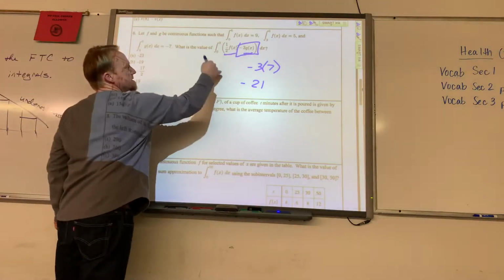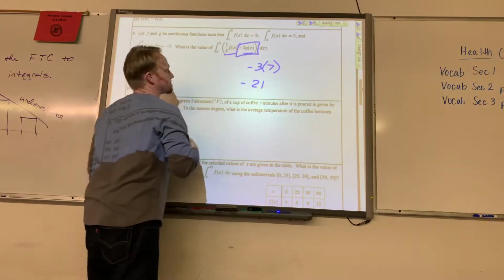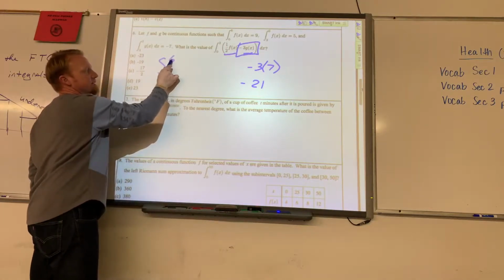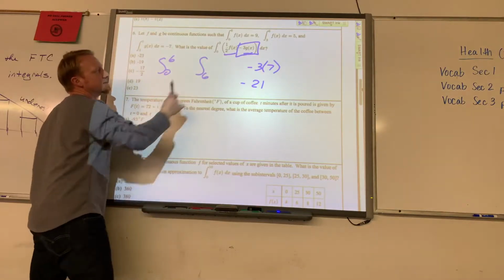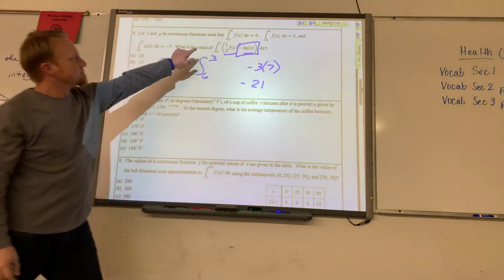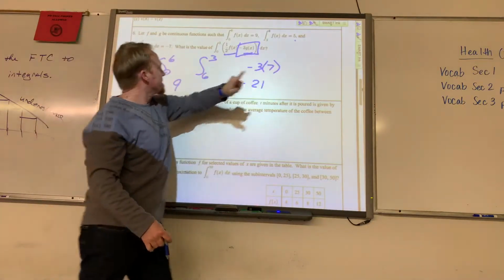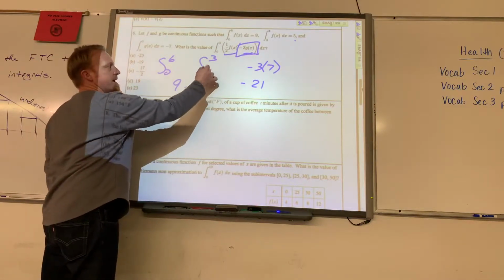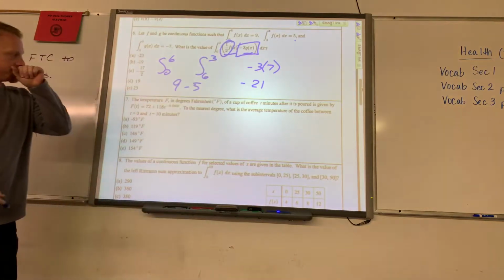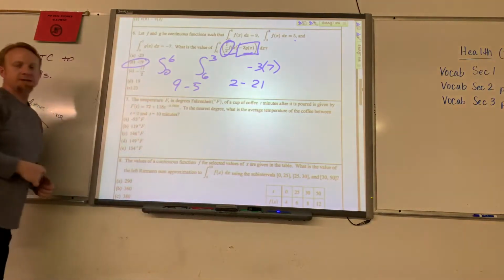So now I need the other piece, 0 to 3 of F. I've got 0 to 6. I've got 3 to 6. So I definitely have to start with the 0 since I start with the 0 here. Since there's a 6 here, that means I've got to have a 6 there. Here, I've got it backwards, so that means I need to switch that and I get a 3. So 0 to 6 is 9, so that means this is 9. 3 to 6 is 5, so that means this is going to be -5 since these two are backwards. 9 minus 5 gives me 4. Don't forget about the 1/2. So 4 times 1/2 gives me 2. 2 minus the 21 gives me the -19.